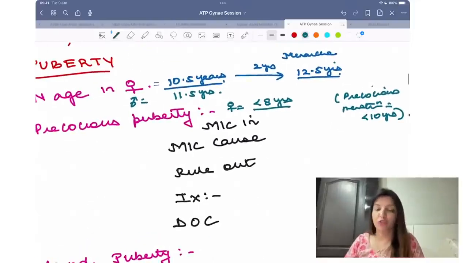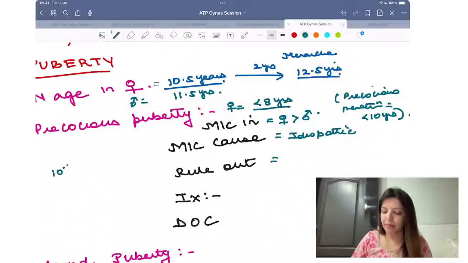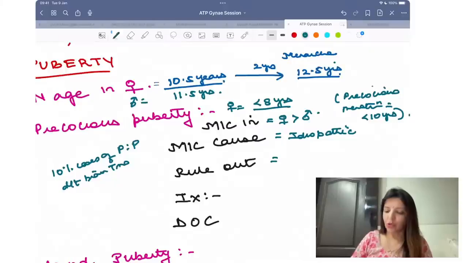Please remember, precocious puberty is more common in females than in males. Most common cause of precocious puberty is idiopathic. But 10% cases of precocious puberty are due to brain tumors, like hamartoma.